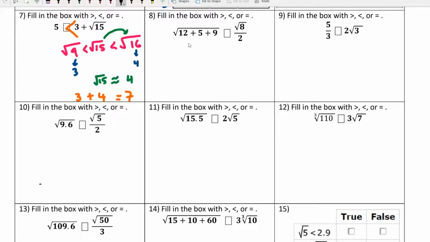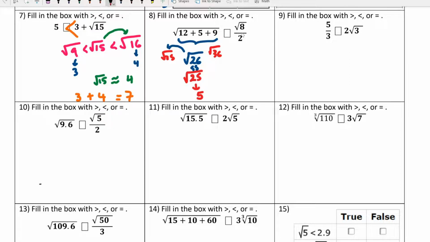7 is bigger than 5, so we're going to draw that. Number 8. We're going to work inside the square root first. 12 plus 5 plus 9 would be 26. Square root of 26. The perfect square closer to 26 is 25. As earlier, the next one is 6 times 6, which is 36. 26 is closer to 25, so approximately square root of 25, which is 5.